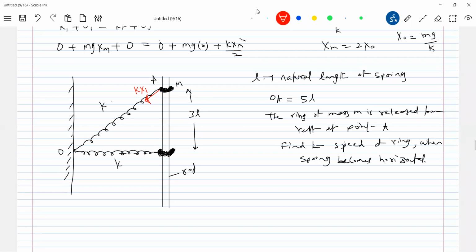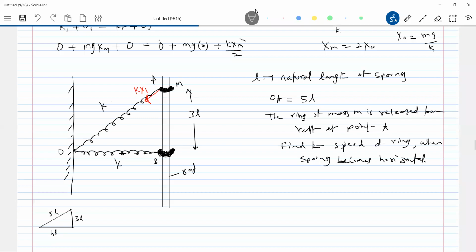Fine. So we don't know the distance OB, no? Can we look at the geometry? From the geometry, 5L, 3L, so what can this be? This must be 4L. Now look again: when the spring becomes horizontal, what is the length of the spring? 4L. But what is the natural length of the spring? It was L, no? So therefore, is the spring elongated or compressed here? Here also it is elongated.